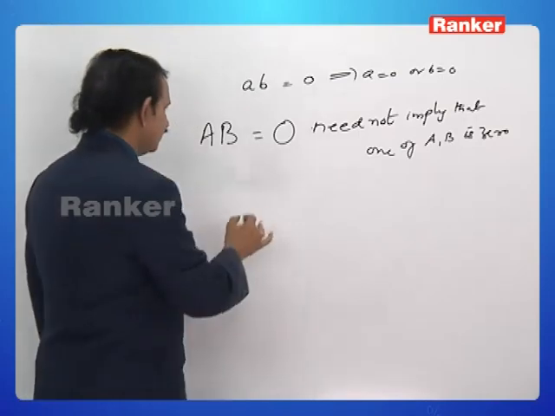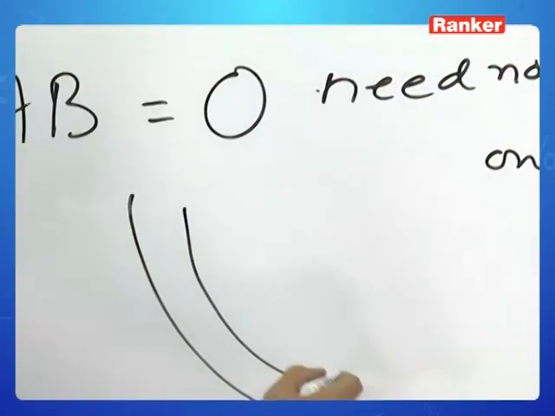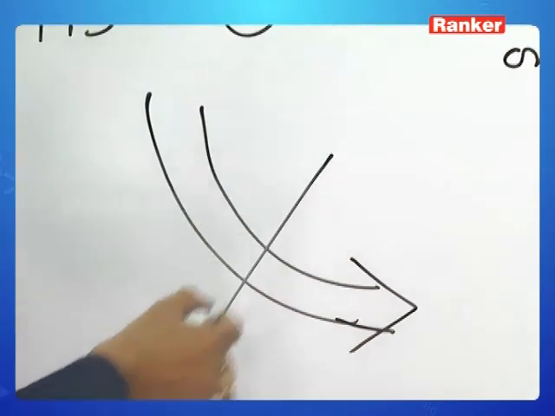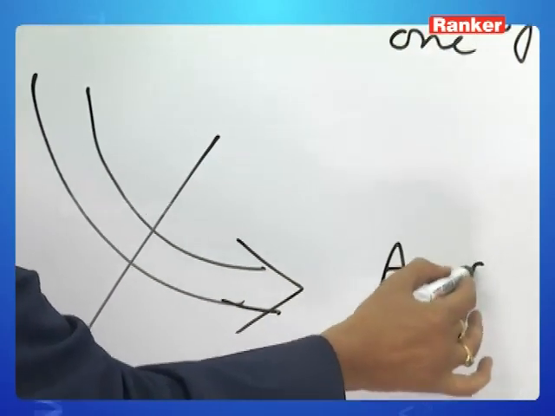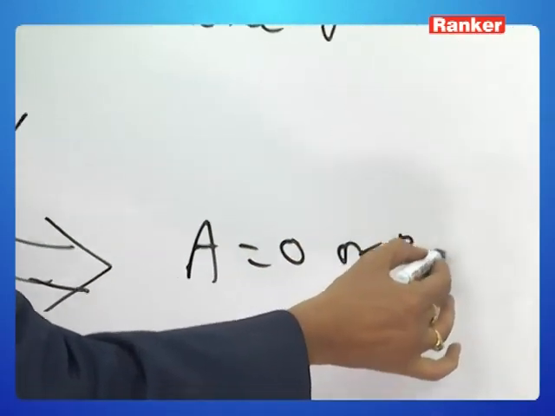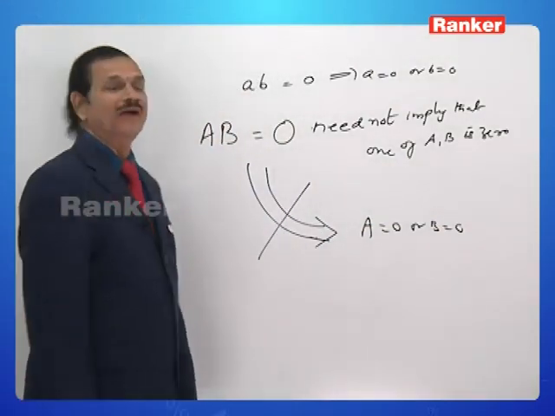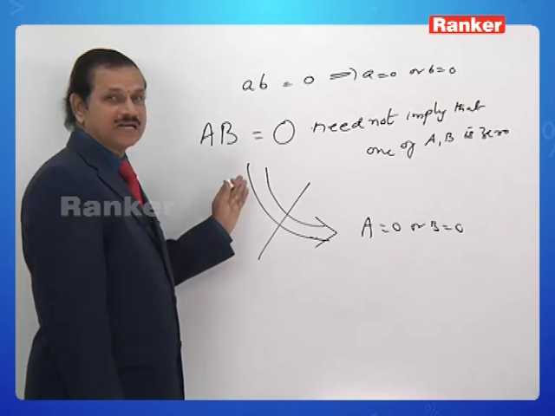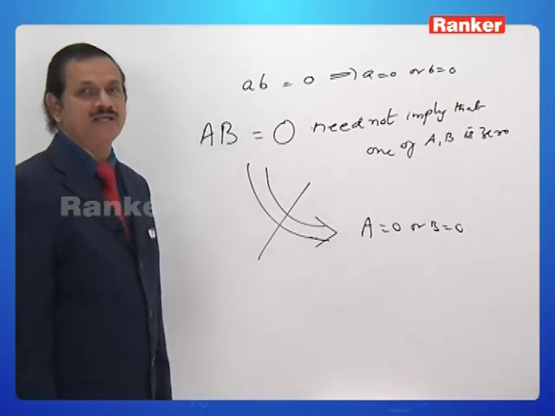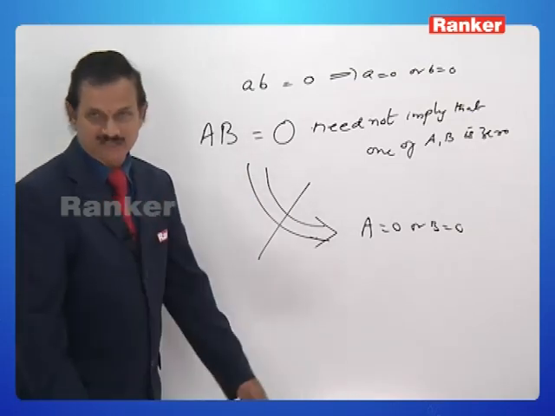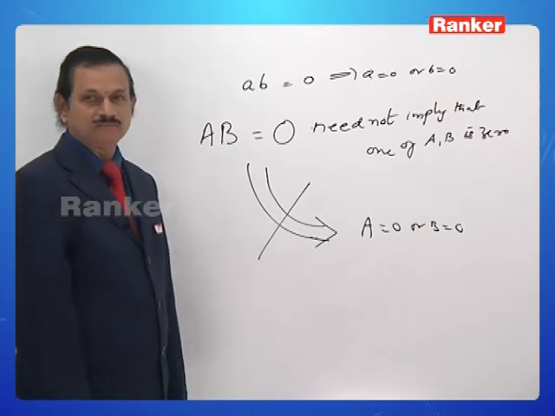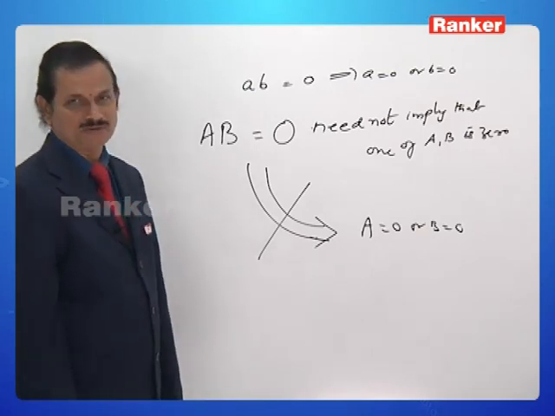What I mean to say is, AB equal to 0 does not imply A is equal to 0 or B is equal to 0. In fact, you can have A a non-zero matrix and B a non-zero matrix, and even then the product AB can be the 0 matrix. Sure, you can easily have that. Do you want to have the example?